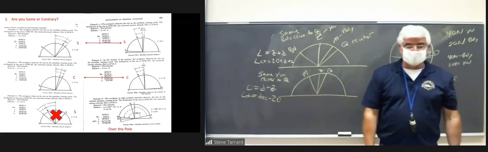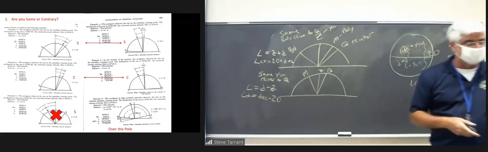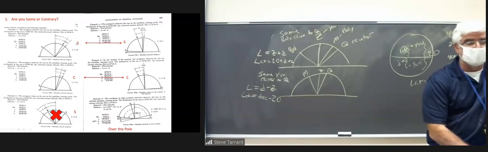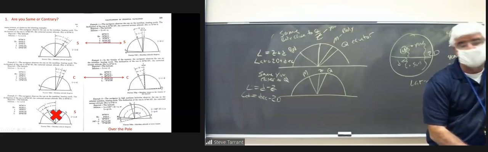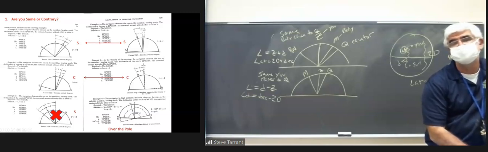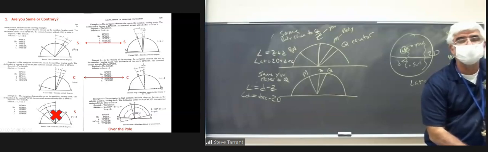Okay, so what I would do is right on the sheet, on page 558 and 559 or whatever it is, right here I'd write same, body closer to the equator. Over here I'd write same, me closer to the equator. And down here I would just write contrary. And down here I'd write over the pole. And over here I'd write ignore this one, because this is just a repeat of that.